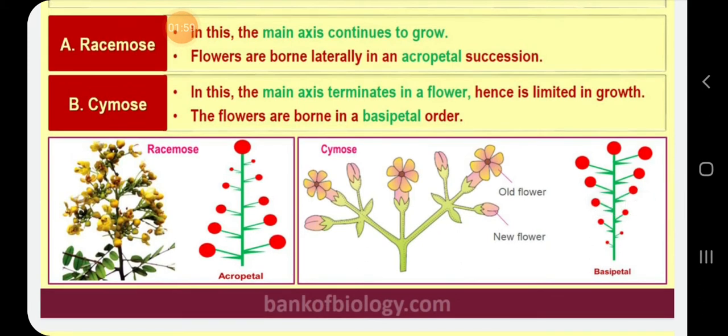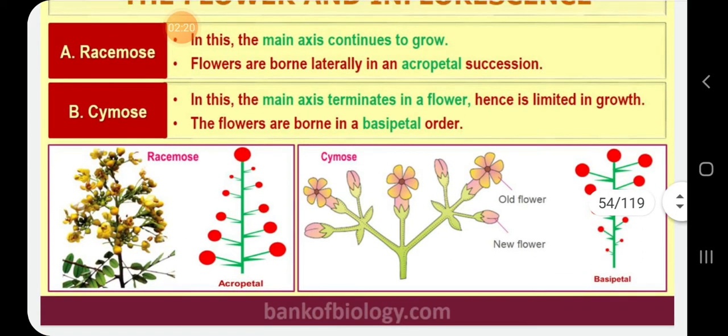As you can see in the first diagram, racemose inflorescence, the new flowers are growing at the top, and older flowers are at the bottom, because the main axis is growing continuously, so new flowers will grow at the tip. And cymose, because the flowers end up at the tip of the main axis, the new flowers will grow at the bottom, so basipetal. So acropetal and basipetal.